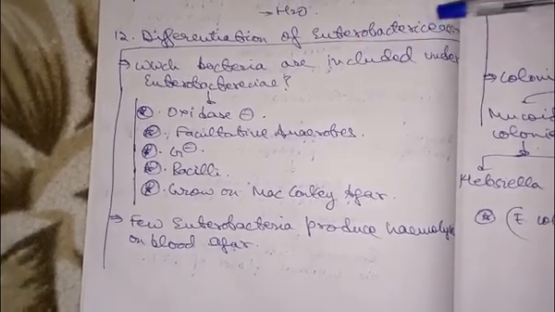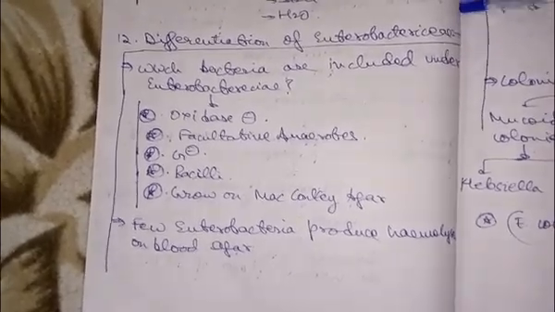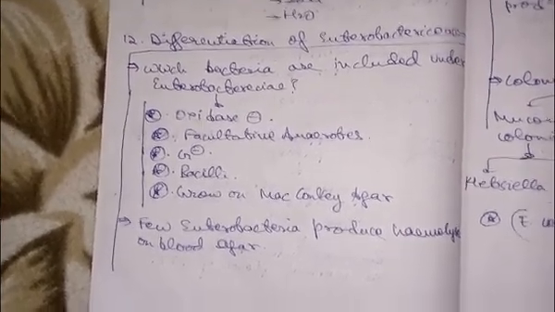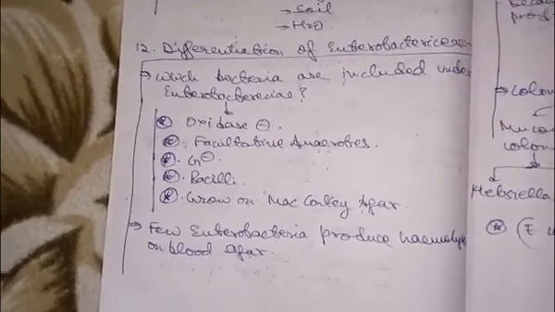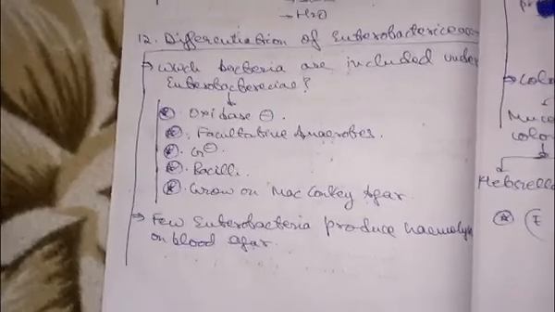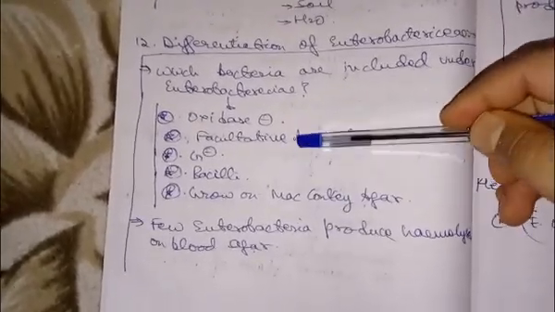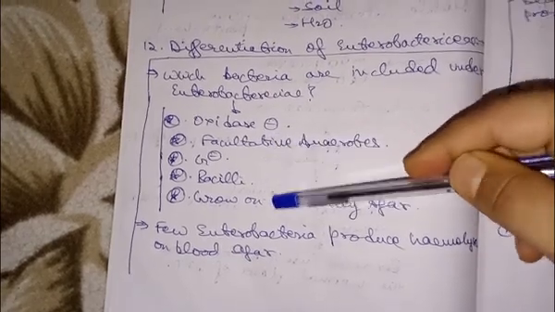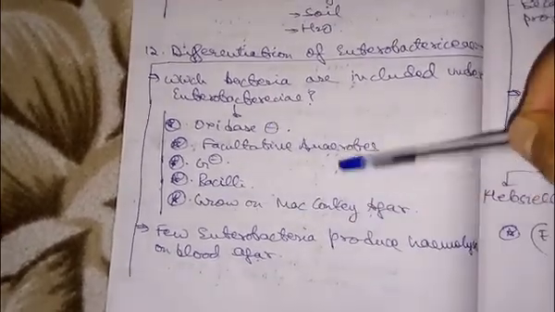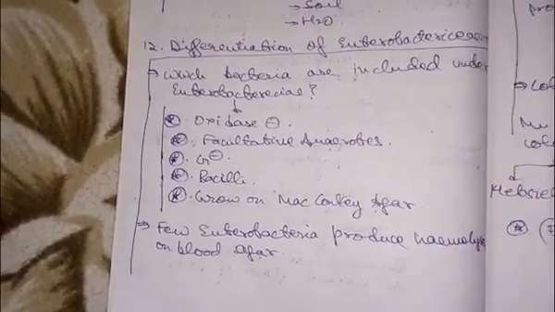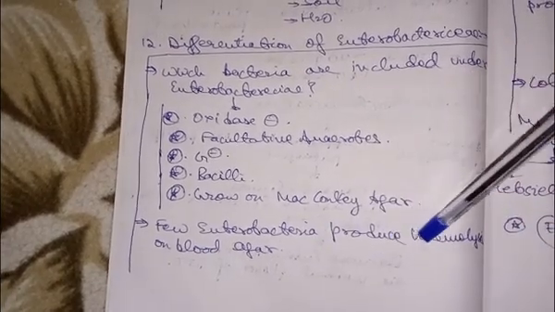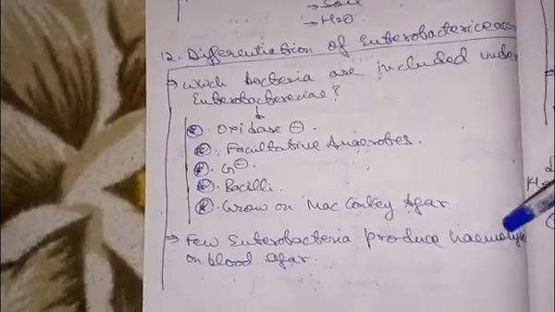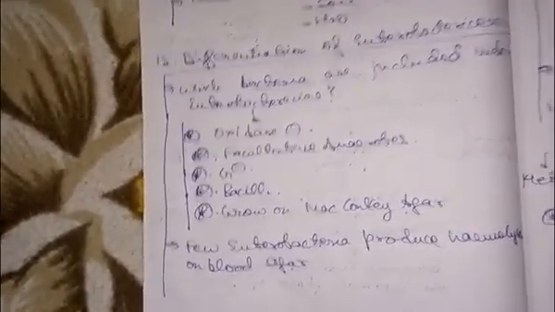Okay. So the next point is differentiation of Enterobacteriaceae. This heading means how to differentiate Enterobacteria, that is, which bacteria to put in Enterobacteriaceae. Any bacteria which is kept in Enterobacteriaceae follows these 5 features: it is oxidase negative, it is a facultative anaerobe, gram negative, bacilli, and grows on MacConkey agar. So these 5 characteristics have to be followed by any bacteria that wants to become an enterobacterium. Okay. And a few Enterobacteriaceae also produce hemolysis on blood agar. Simple point. This is not a characteristic of many Enterobacteriaceae. Only a few produce hemolysis on blood agar.